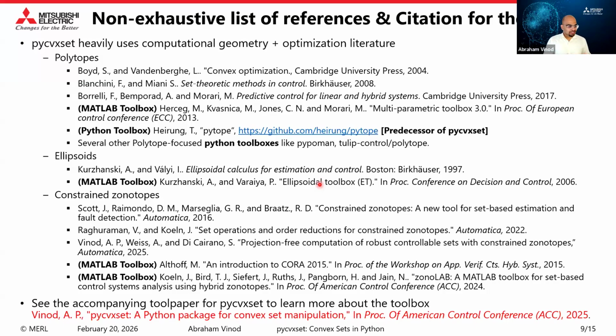So this is sort of a non-exhaustive literature that I've been using a lot. Naturally, the convex optimization textbook has been very helpful. Additionally, I want to call out there have been a lot of toolboxes as well, primarily in MATLAB. And for me, that was the main motivation, that I wanted to use these capabilities in Python. pycvxset started off with one of the commits of pytope by Heirung. And we've been developing a lot more, adding a lot of functionalities like ellipsoids and constrained zonotopes, and also the testing as well. Some of the details of this toolbox are available in my conference paper in 2025.